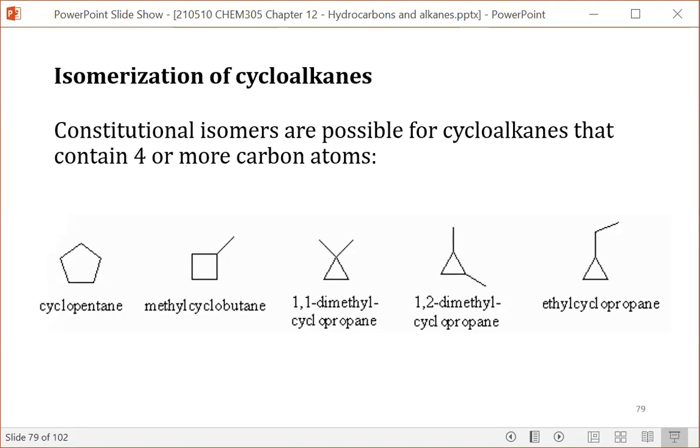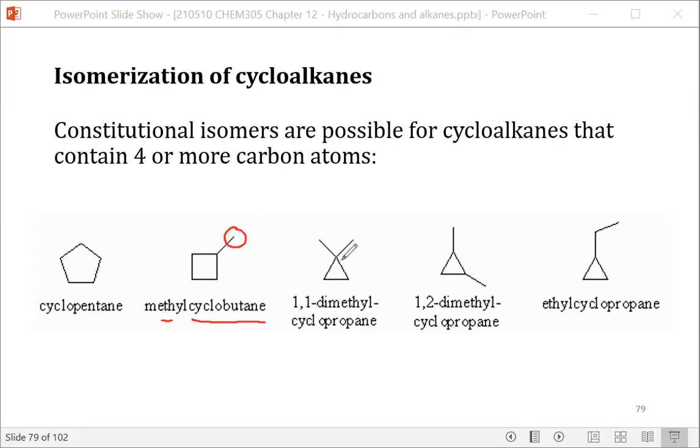So constitutional isomers, structural isomers, are possible for cycloalkanes that contain 4 or more carbon atoms. So anything that has 4 or more carbon atoms can make isomers. For example, isomers of cyclopentane include methyl cyclobutane. It's 4 carbons in the ring, so that's cyclobutane, and then with a methyl group sticking off.